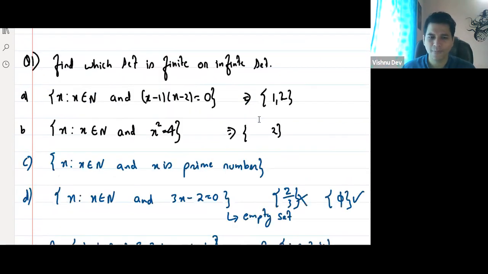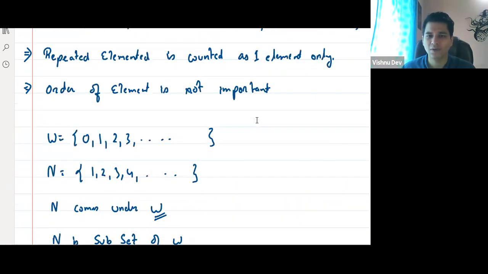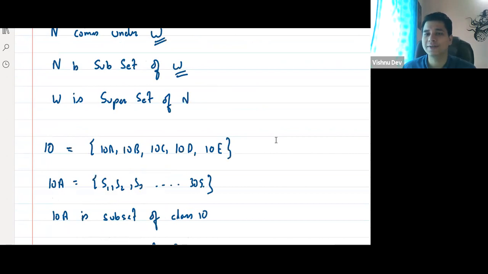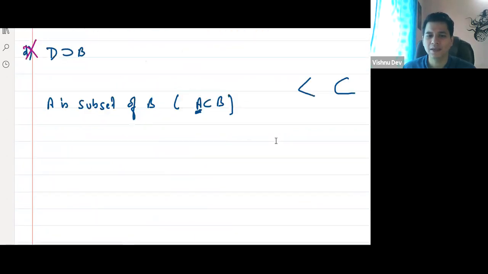After that, we talked about some properties: when we talk about set, order is not important. Second, repetition is not allowed. Null set has one element, which is 0, whereas empty set will have 0 elements, so you have to remember that. Then we talked about set, subset, superset. I hope all of you remember these concepts. Yes or no, right?